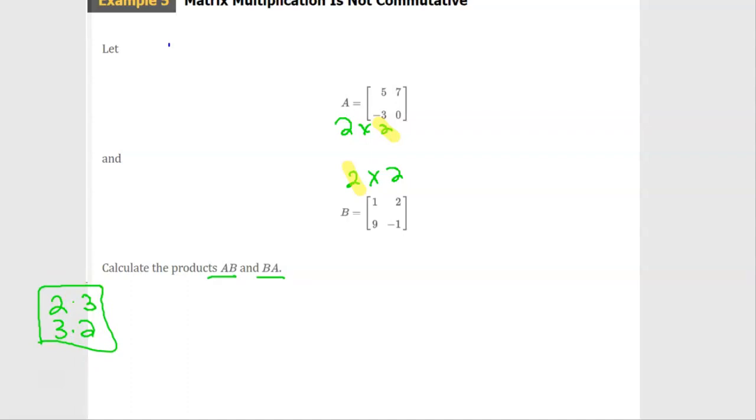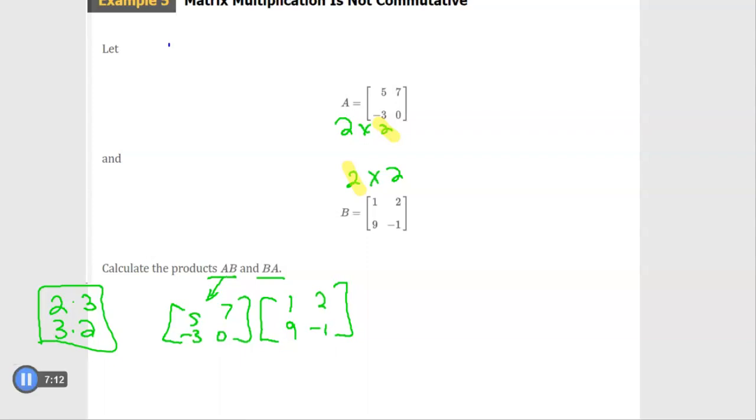So the way you're going to multiply these, let's do AB first. I'm going to write 5, -3, 7, 0, that's the A, right next to the B, which is 1, 9, 2, -1. The way you do matrix multiplication, you first have to recognize what size of matrix you will end up with. Remember, I told you before you can even multiply matrices, the columns have to match the rows.